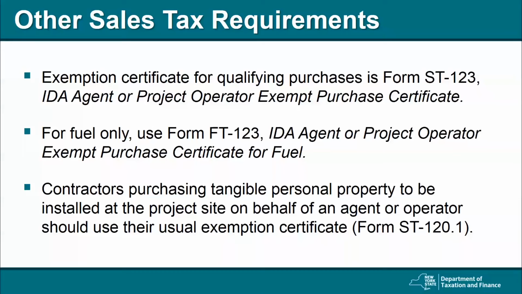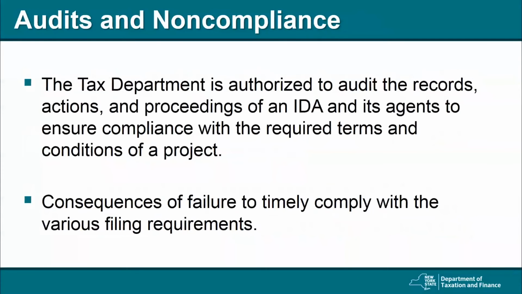As always, contractors that have not been appointed agents that might be working on the project can purchase tangible personal property which is installed at the project site on behalf of the agent or operator. They should use their normal exemption certificate, which is Form ST-120.1.